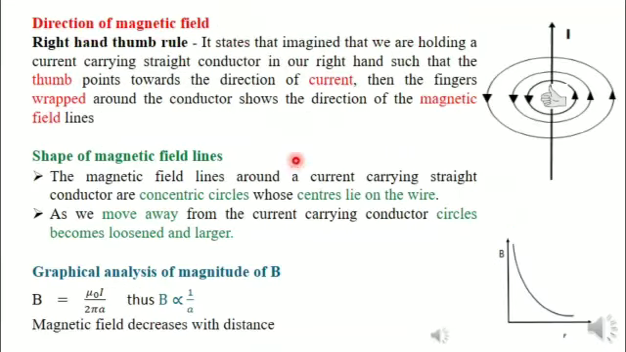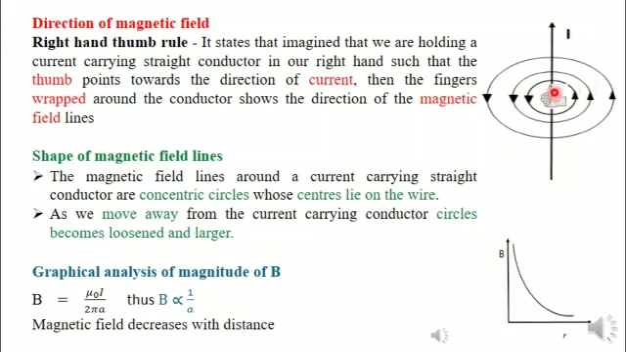Direction of magnetic field. It is given by right hand thumb rule. It states that imagine that we are holding a current carrying straight conductor with our right hand such that the thumb points towards the direction of current. Then the fingers wrapped around the conductor show the direction of the magnetic field lines.